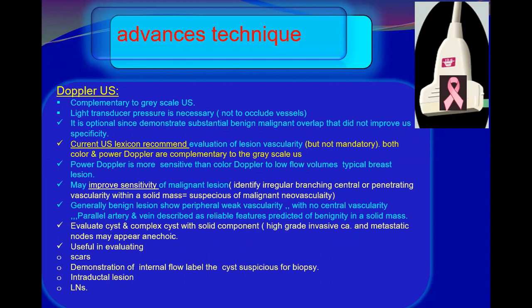But as we mentioned, it does not very precisely differentiate between benignity and malignancy. But definitely Doppler is helpful, especially in intraductal lesions, if it is present. If it is not present, it will not exclude. But if it is present, definitely it will preclude that it is nonspecific secretions, and it's useful in evaluation of scars, complicated or complex cysts, and in case of lymph nodes.